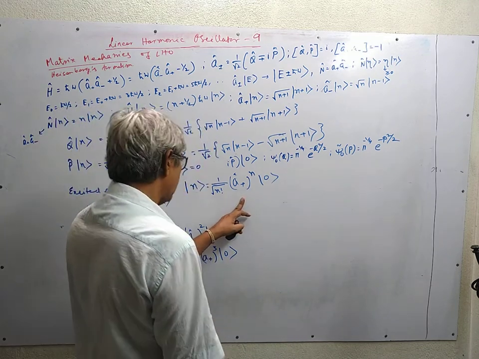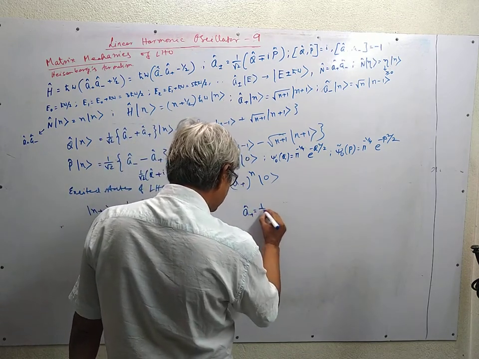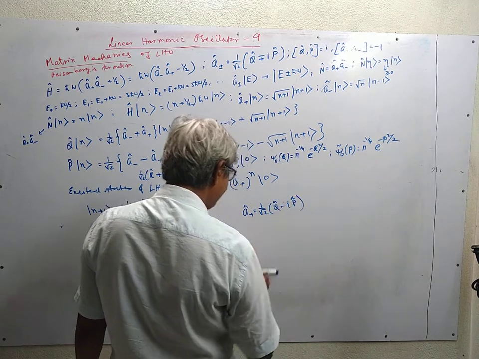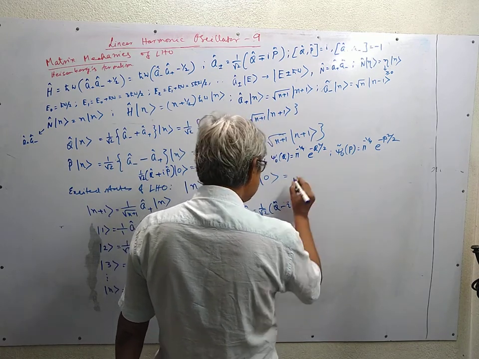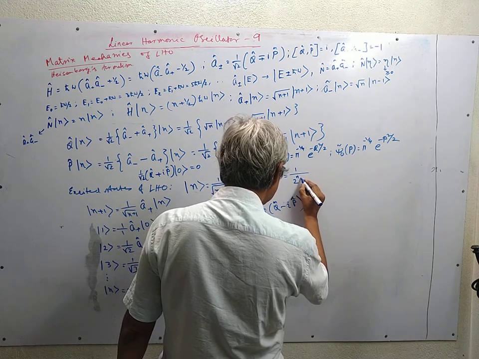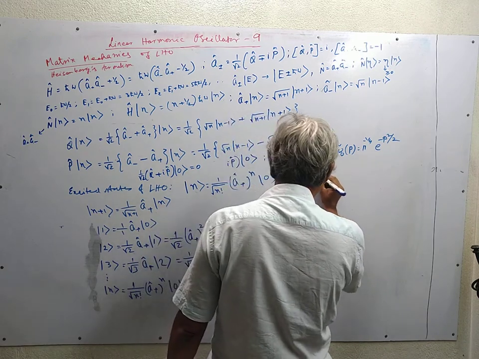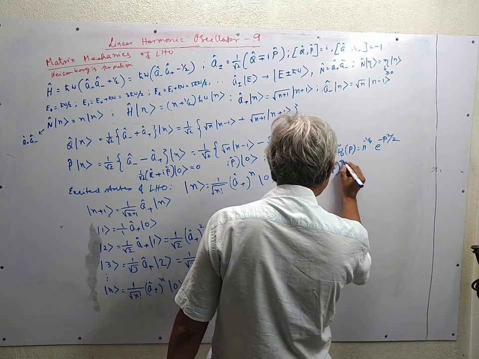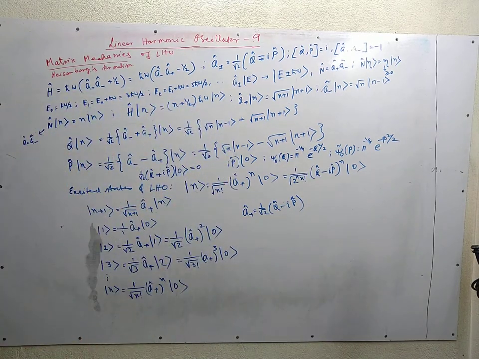Now recall the definition of a plus. A plus is defined as 1/√2 (q minus ip). So this can be written as, this is the definition of excited states, as simple as this.